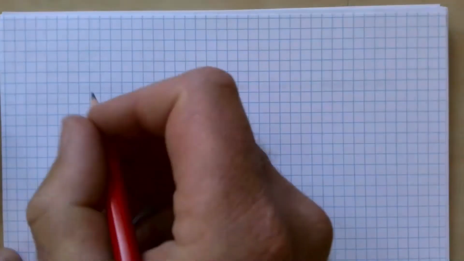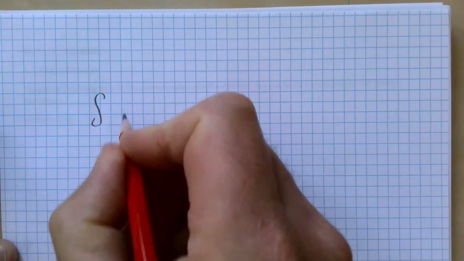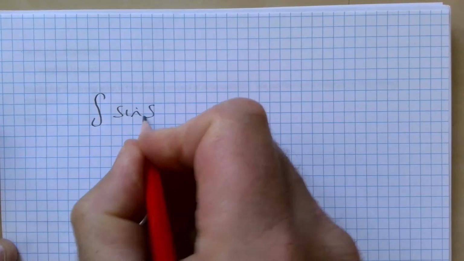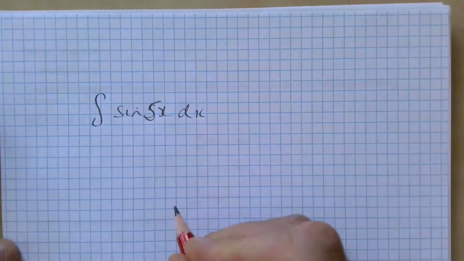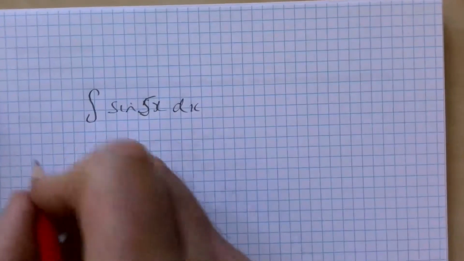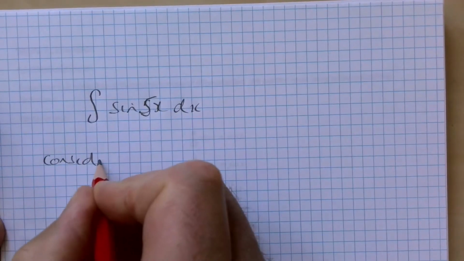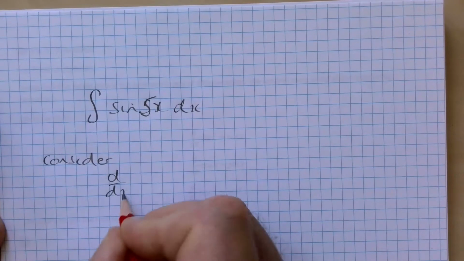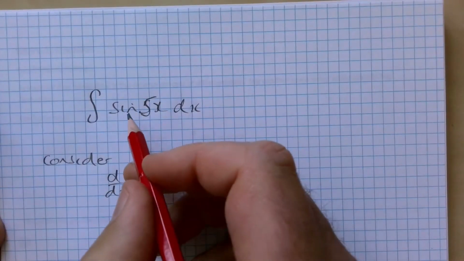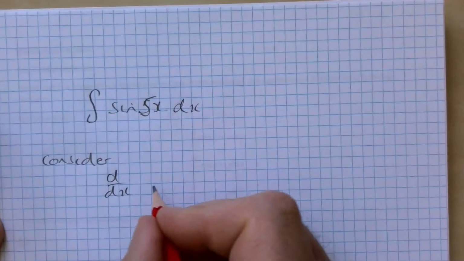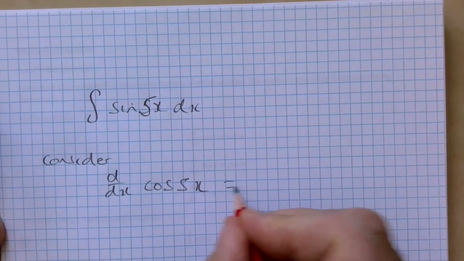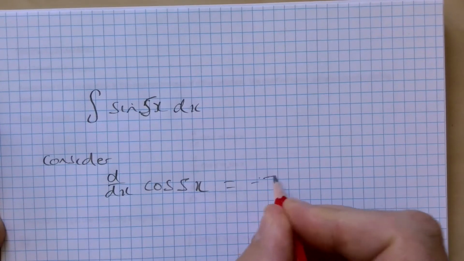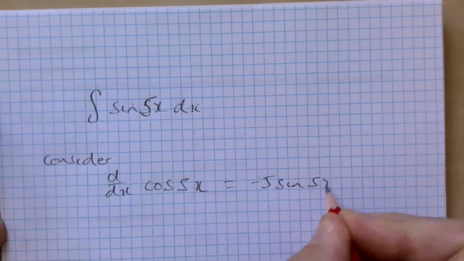So I'm just going to go off the notes here for just a wee second just to try and explain this. Say for example we had to integrate sine 5x dx. We would try and work out what a backwards differentiation of that would be, and so we would maybe consider d by dx, because I know if I differentiate cos I get minus sine, so it's going to be something close to that. So if I differentiate cos 5x, I now know that that's going to give me minus 5 sine 5x.